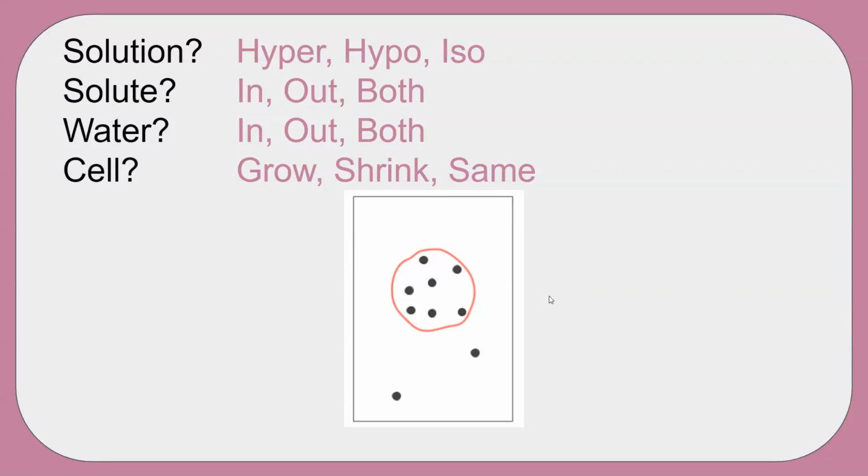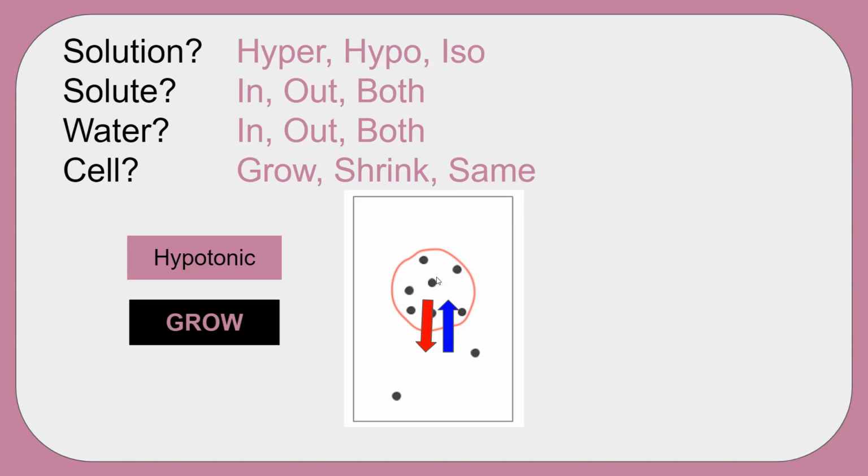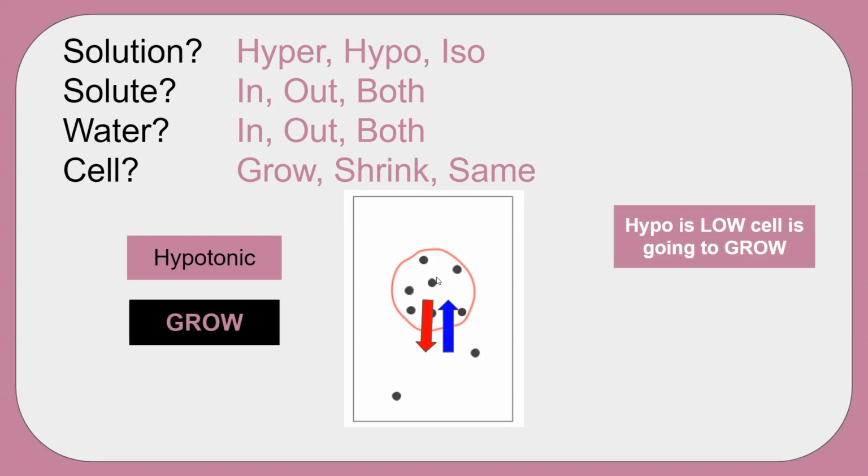So let's do some example problems. In this case, on the outside, the solution has less, so it is hypotonic. The dots will move from high to low, so out of the cell. The water will go in the opposite direction, so into the cell, and the cell will grow as a result. Remember, hypo is low, the cell is going to grow.